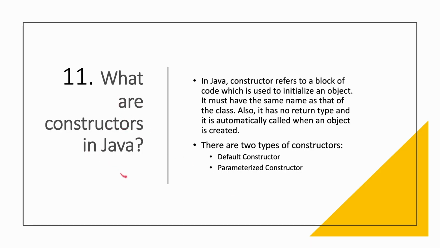What are constructors in Java? This we have done many times. There's also a video on constructors. So in Java, a constructor refers to a block of code which is used to initialize an object. It must have the same name, as we just saw, as that of the class. Also, it has no return type and it is automatically called when an object is created. And there are two types of constructors, default constructors and parameterized constructors.